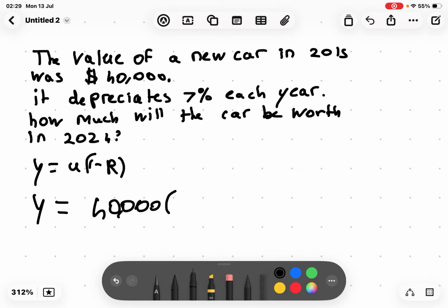It depreciates every year. How much will the car be worth? And then 9, because of the difference between the years. And the answer is 20,816.44 pence.